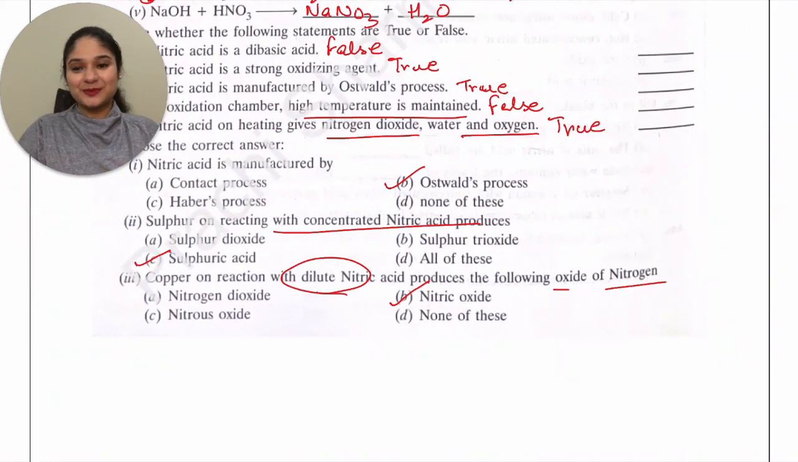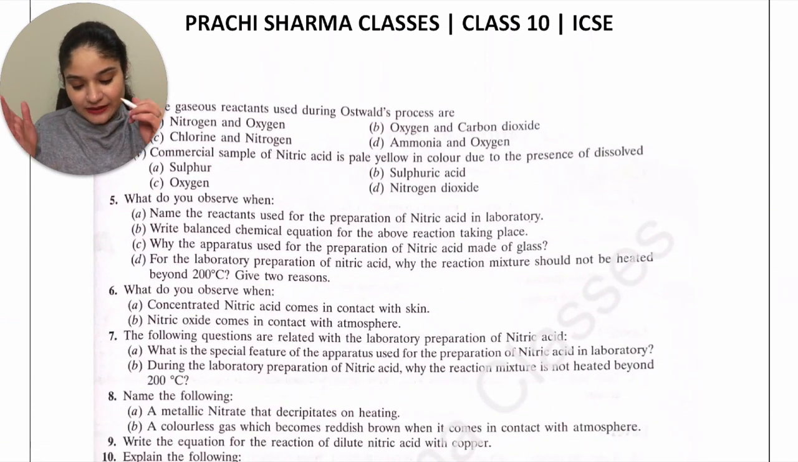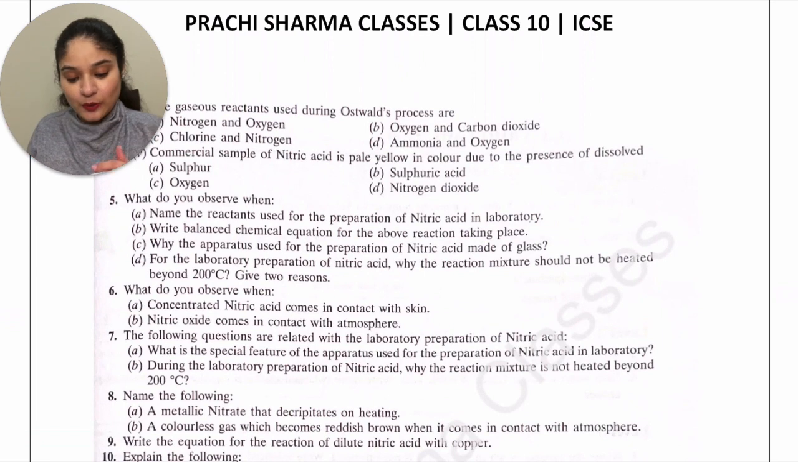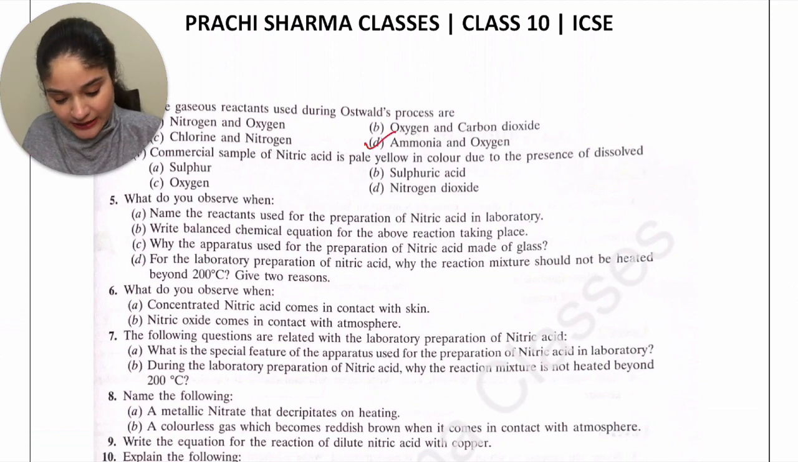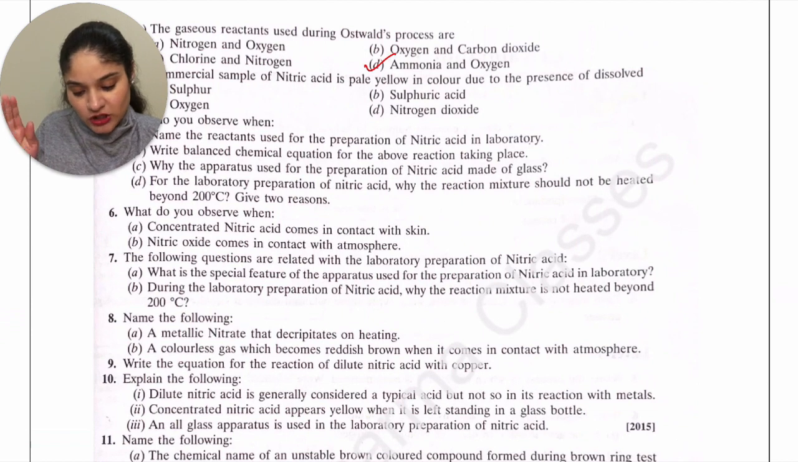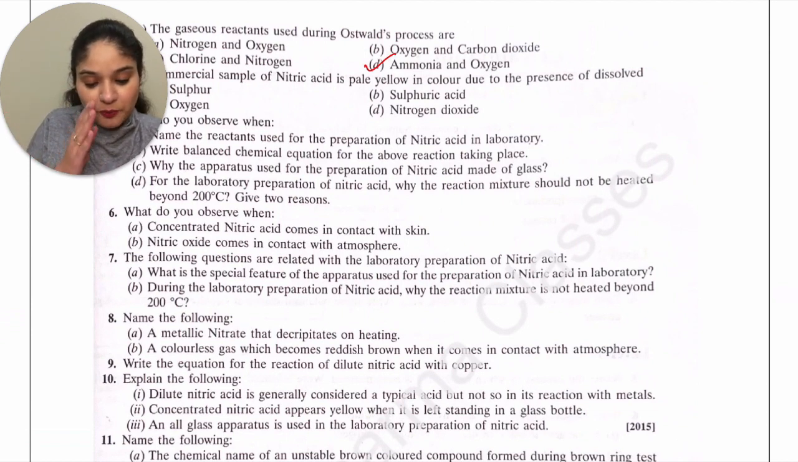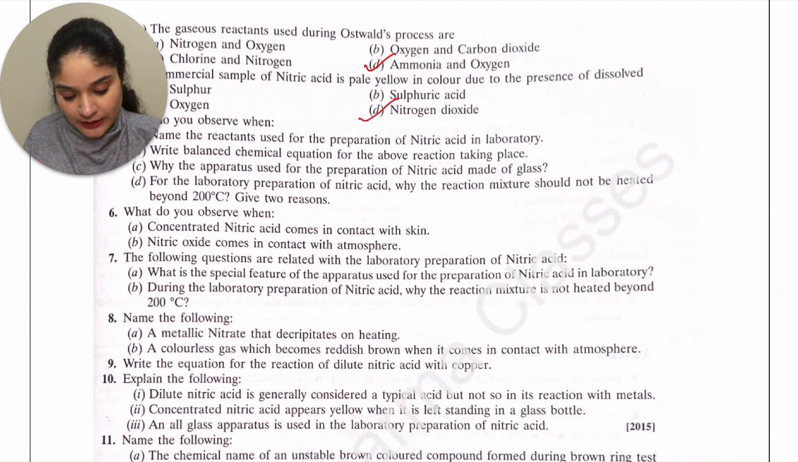Alright students, let's move to the fourth part of this question. That question says that the gaseous reactants used during Ostwald's process are ammonia and oxygen. If you see option D, that's ammonia and oxygen. The fifth question is, commercial sample of nitric acid is pale yellow in color due to the presence of dissolved nitrogen dioxide. And you can just mark D in this one.